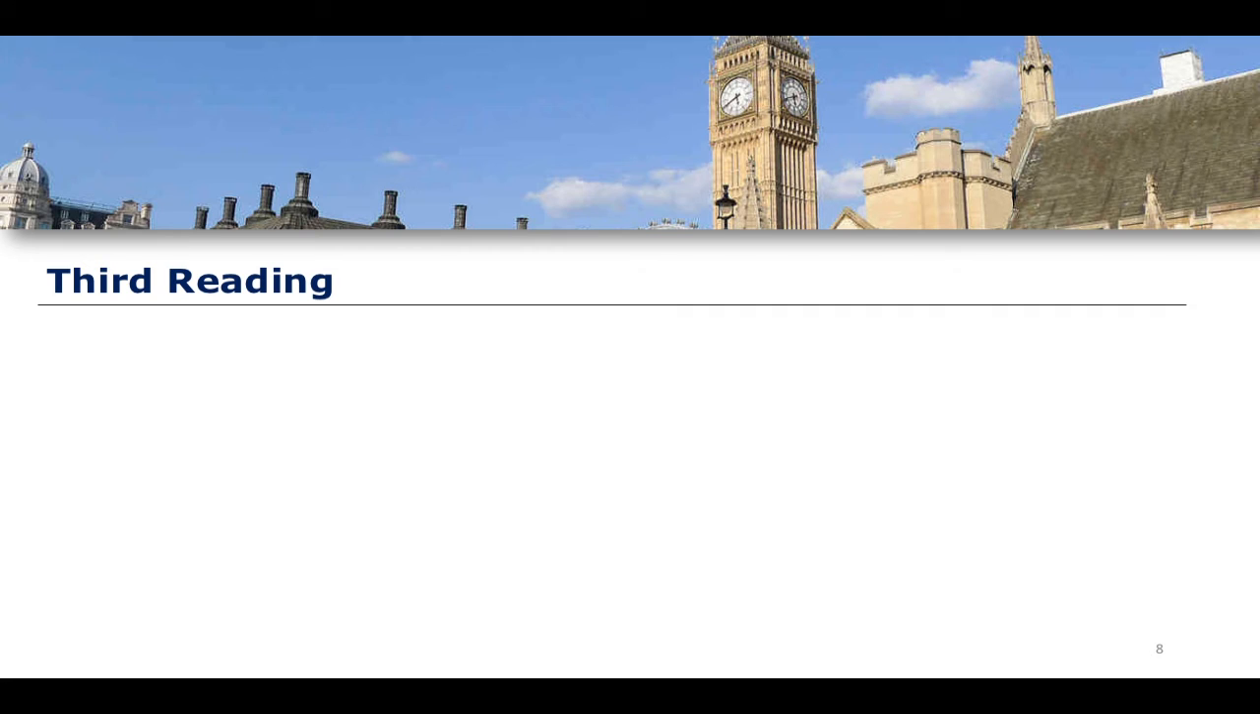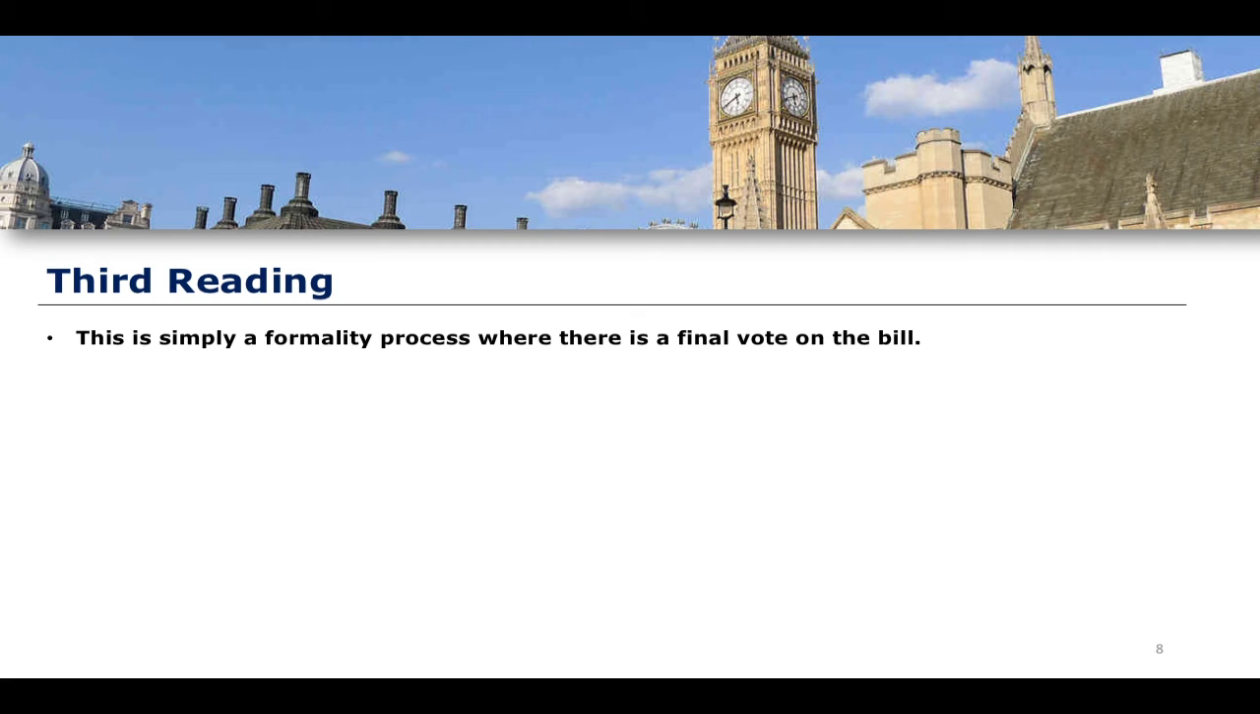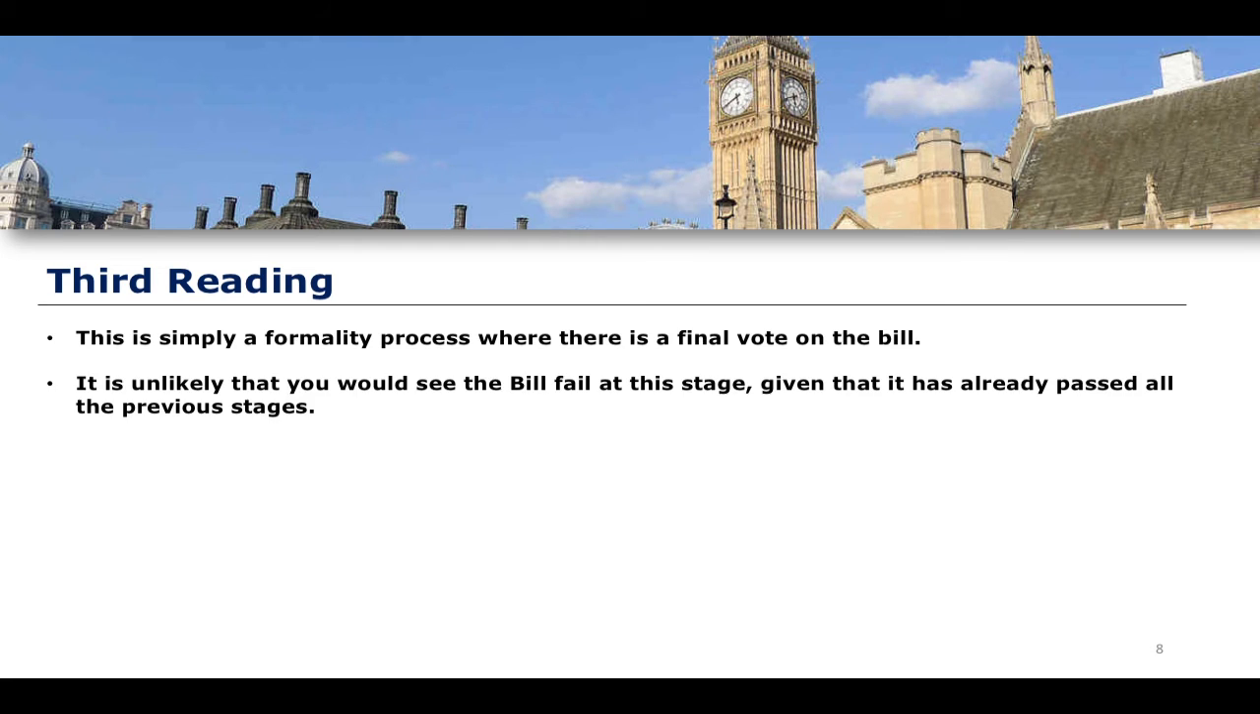Finally, then, we have the third reading. Now, the third reading is almost as much of a formality as the first reading, because by this point, after the discussion on the report stage and the passing and accepting of the amendments made by the committees, the legislation is essentially complete at this point. Okay, or at least in the House of Commons, it is. Again, another formality process is done where there is another final vote on the bill.